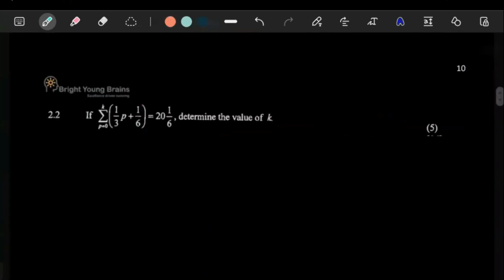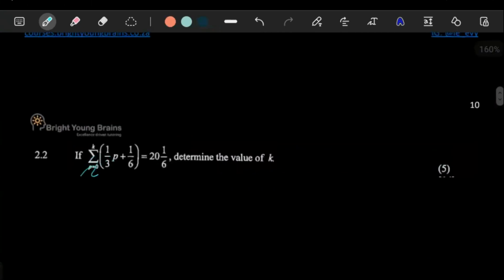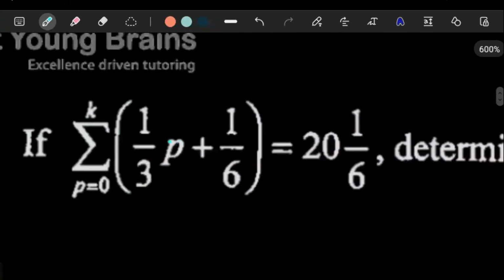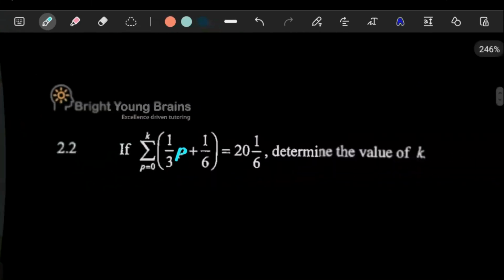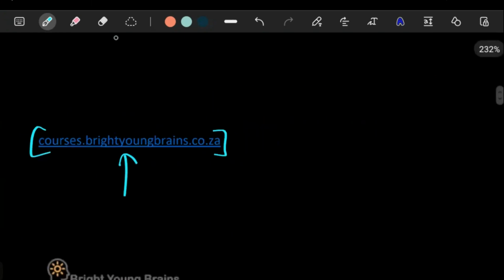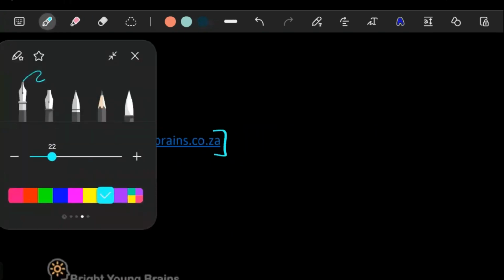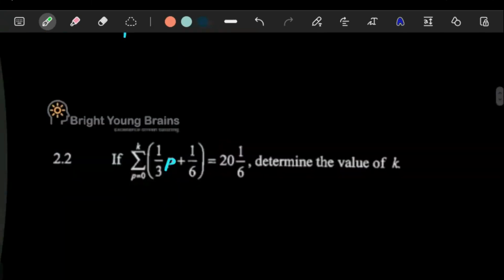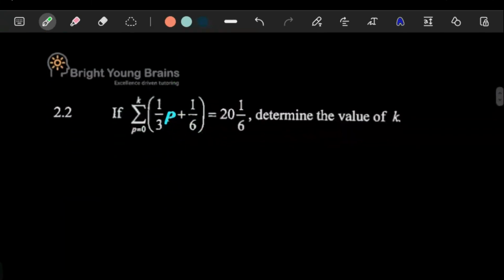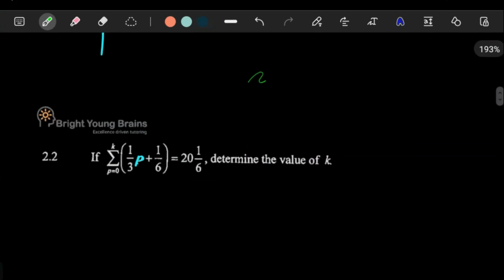Let's move on. 2.2 says, if this expression is equal to this number, determine the value of k. Well, in my opinion, if you have watched most of these videos and if you've signed up for the online courses, you have to remember that the explanations in there are a bit deeper than what you're going to see here on YouTube. For example, any scenario like this is telling you that you're working with a sigma expression. You have a formula here.